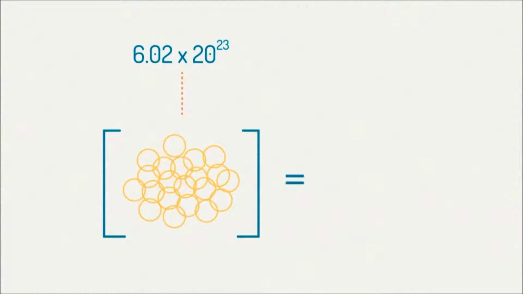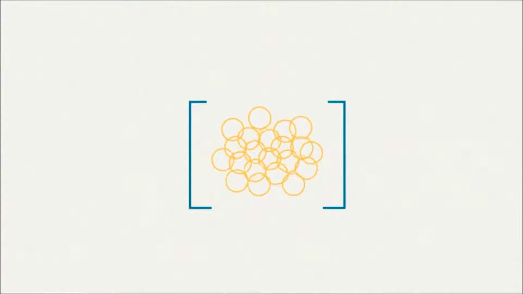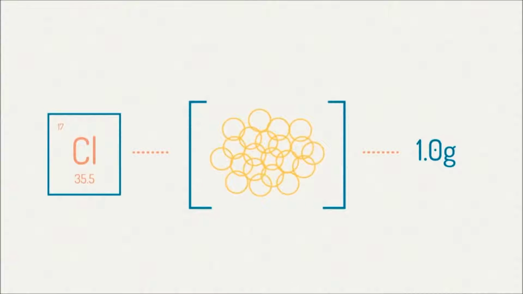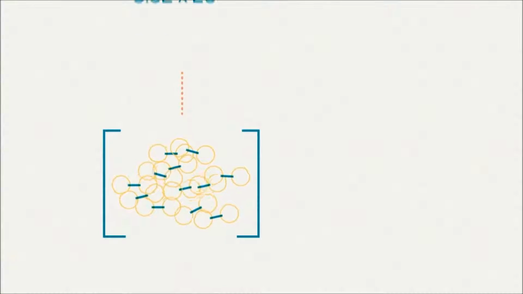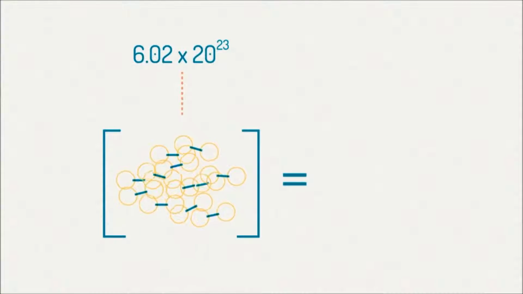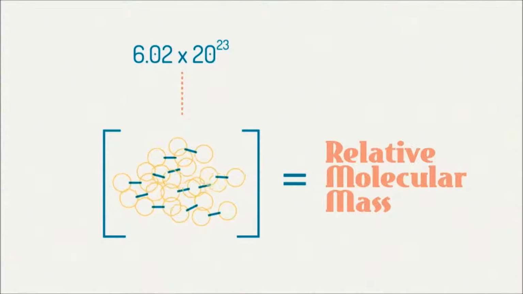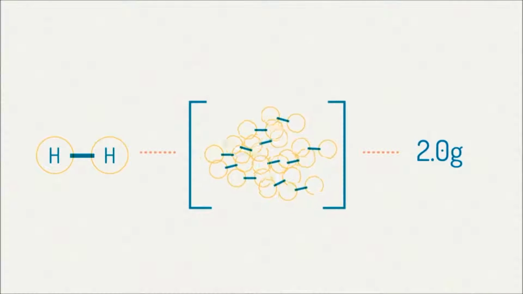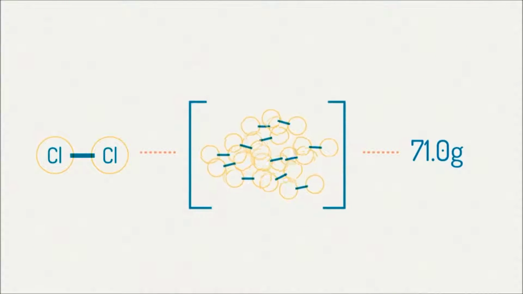For atoms, the mass of Avogadro's number of particles is equal to their relative atomic mass in grams. So, the mass of Avogadro's number of hydrogen atoms is 1 gram, and the mass of Avogadro's number of chlorine atoms is 35.5 grams. For molecules, the mass of Avogadro's number of particles is equal to their relative molecular mass in grams. So, for example, the mass of Avogadro's number of hydrogen molecules, or H2, is 2 grams, and the mass of Avogadro's number of chlorine molecules, Cl2, is 71 grams.